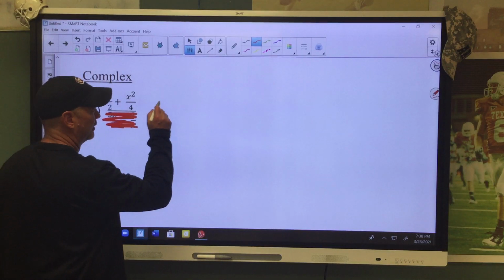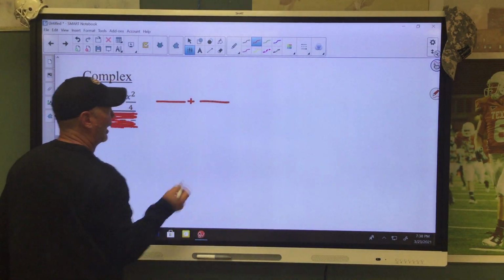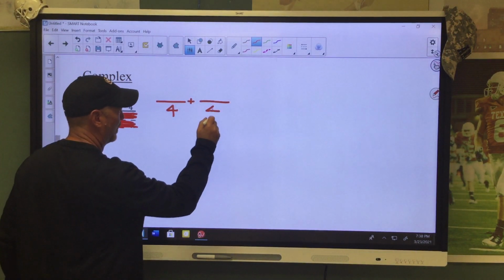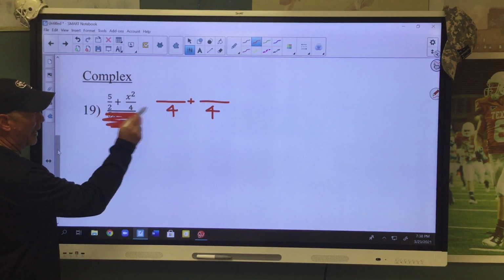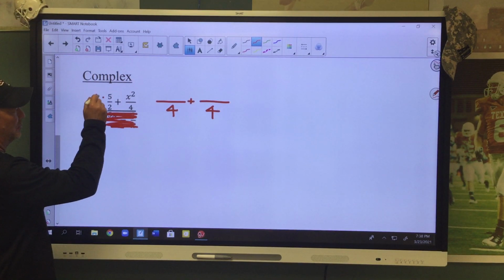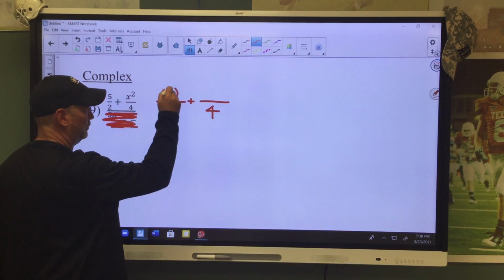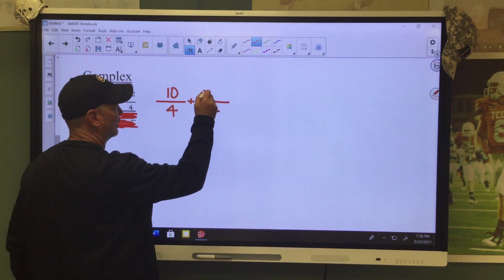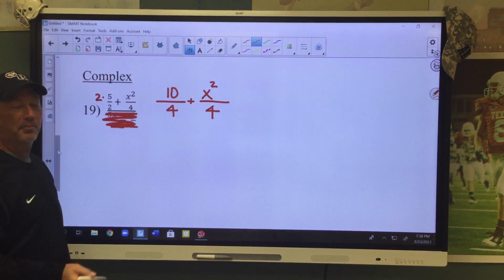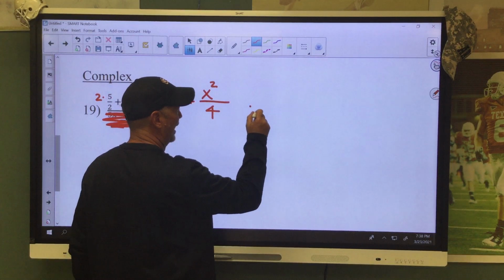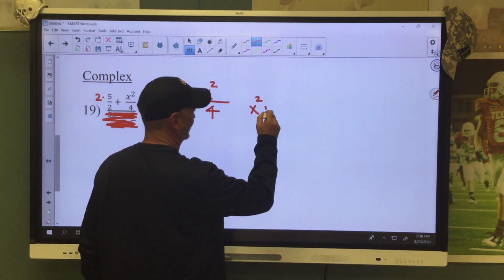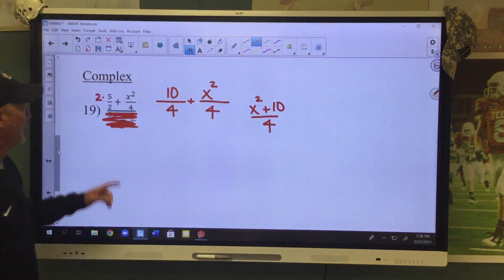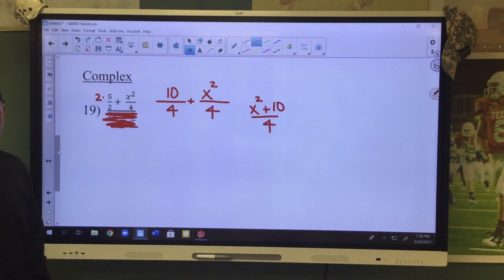In this case, I have a 2 and a 4 at the bottom, so my common denominator will be a 4. To make this denominator match that 4, we're going to have to multiply times 2, which will give me a 10. This is already a 4, so we don't have to change this. And when I add them together, I'm going to get x squared plus 10 over 4. There, we have added the top fraction.